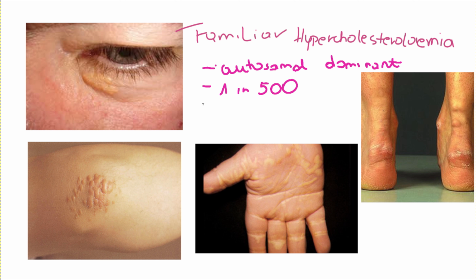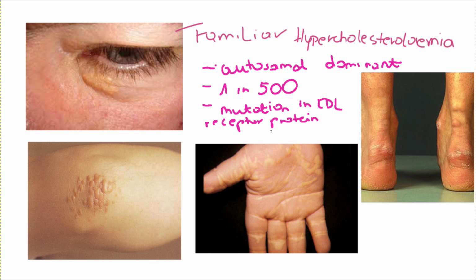The main cause of familial hypercholesterolemia is a mutation in the LDL receptor protein. Okay. Those receptors are usually located on the hepatocyte membranes.